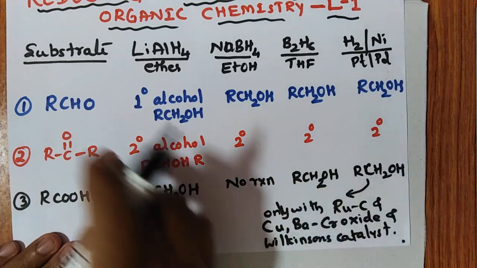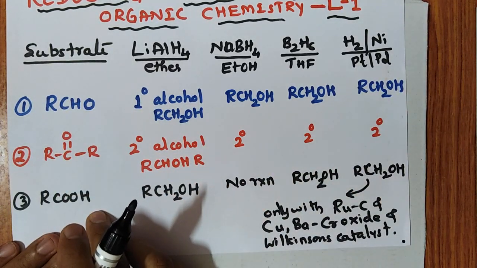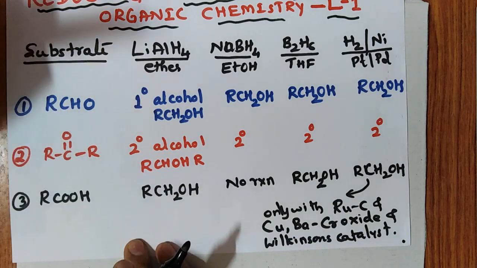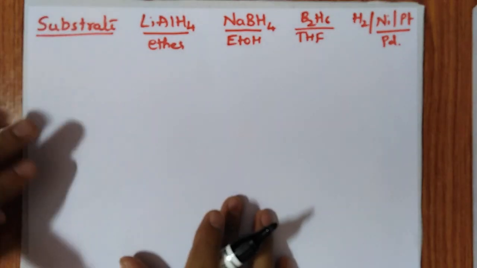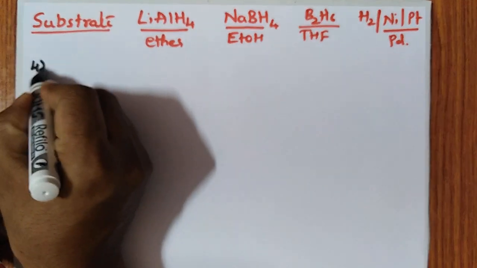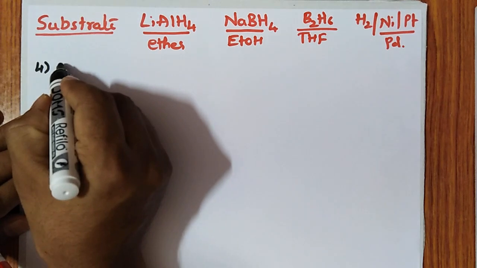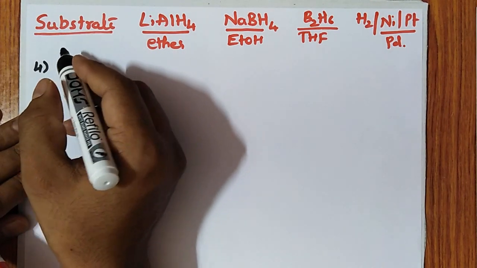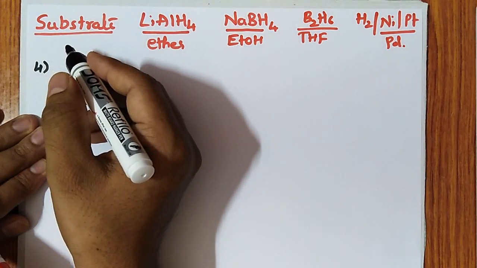So very important. With these three substrates we have discussed. Let us discuss the remaining substrate. Then the fourth one I am going to consider. In this particular case, the fourth one I am going to write, that is RCOCl.